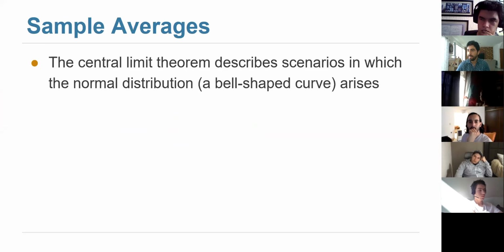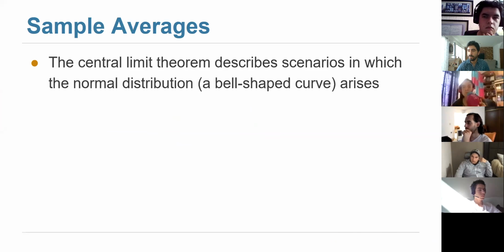The central limit theorem basically describes scenarios in which the normal distribution arises. If you remember, most of the distributions we were working with, those real examples where we showed the tables and drew the distributions, were not bell-shaped curves. They were not normal distributions. Most of the things that you're going to see outside are not normally distributed by themselves.